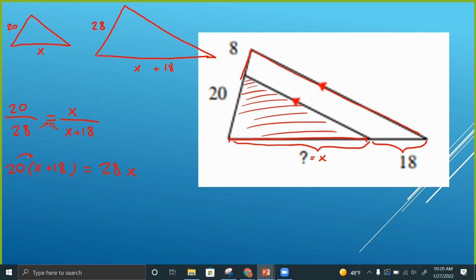We do have to distribute 20 times everything in that parentheses. So we have 20x plus whatever 20 times 18 is. 360. Let me double check. Yes, 360. Equals 28x. We've just got a simple equation now, solving for x. So we want to combine like terms. So minus 20x on both sides. And now divide both sides by 8. 45 is equal to x.